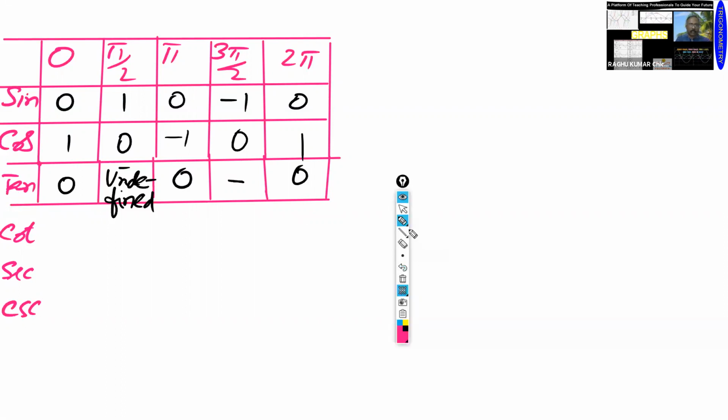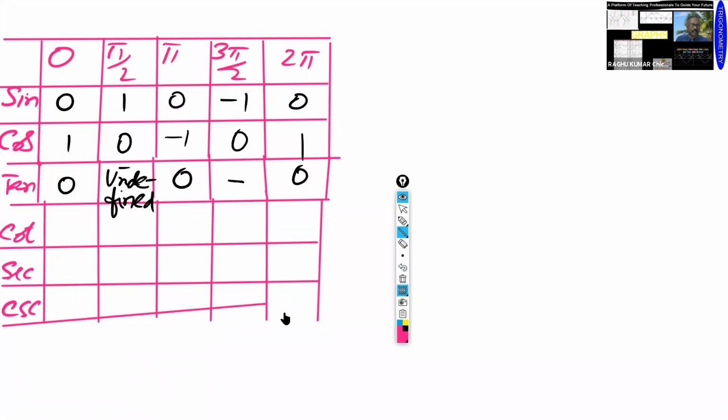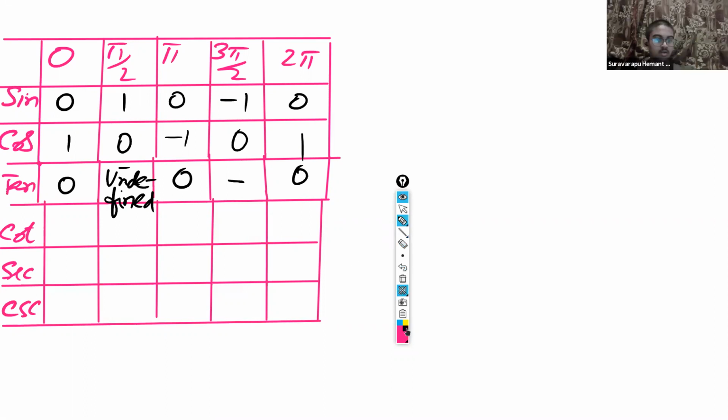Okay, now let us understand this. It is very easy for you now. You can say that comfortably. Come on, tell me now. Cot, please, is just the reciprocal of tan only.